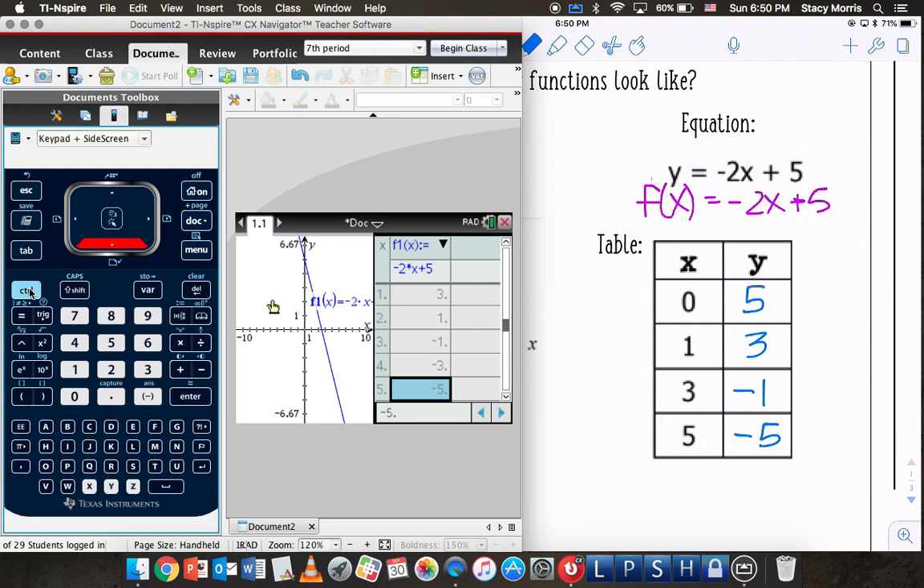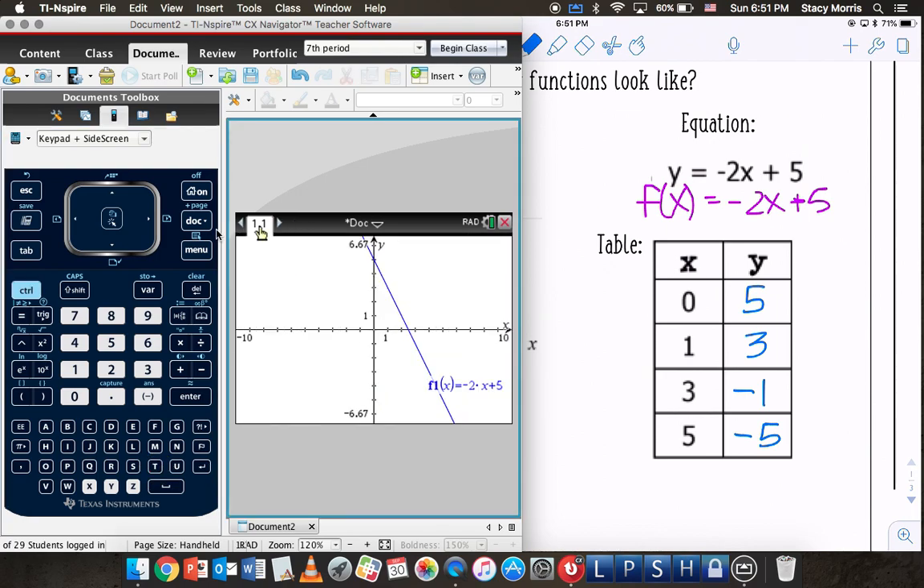Another way you could do this without getting the table is by tracing. So we did that last week, but just let me refresh your memory on that. So if I want to get rid of the table, I push Control T to get the table. I push Control T to get rid of the table. So I could just trace.